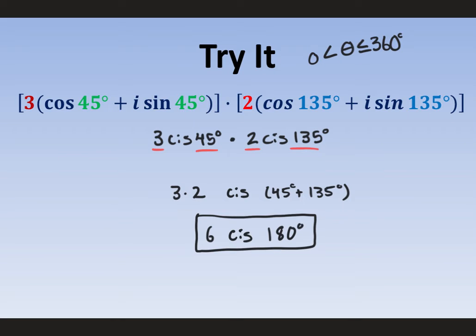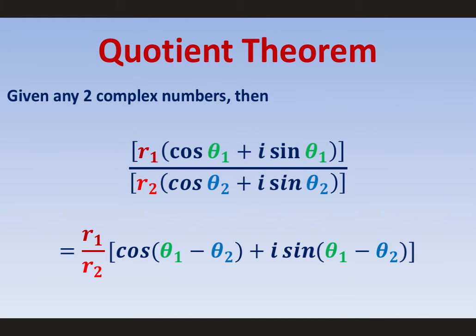Depending on what the directions say, we could change that to rectangular, or we could leave it in polar like this. It's up to the way the problem is described and what's presented to us. Let's go ahead and keep going. For the product rule, we multiplied and added. For the quotient rule, we're going to divide and subtract.